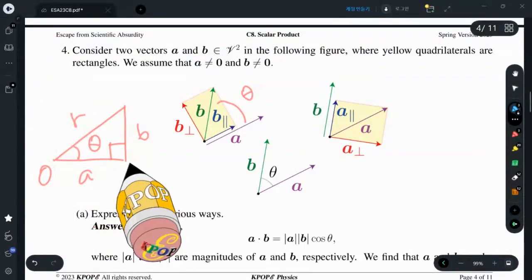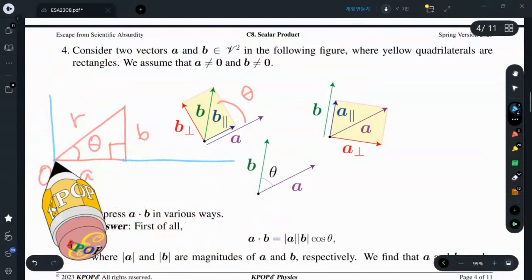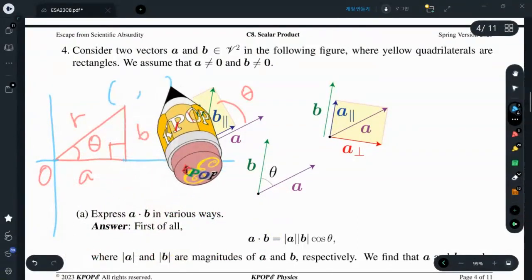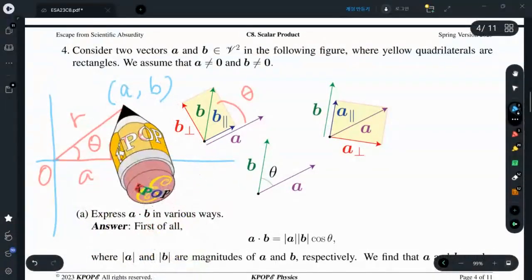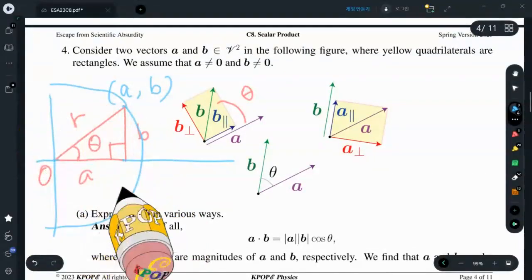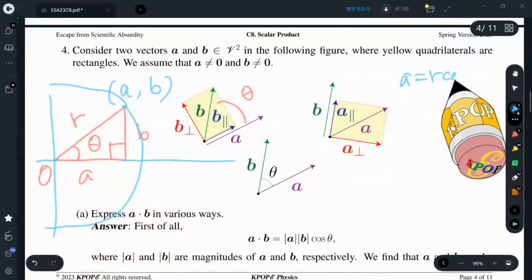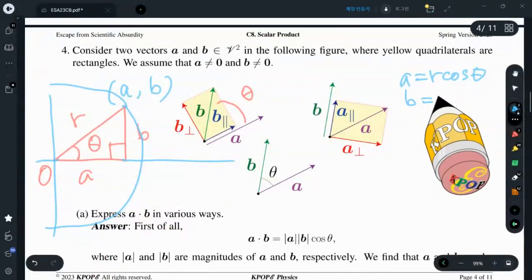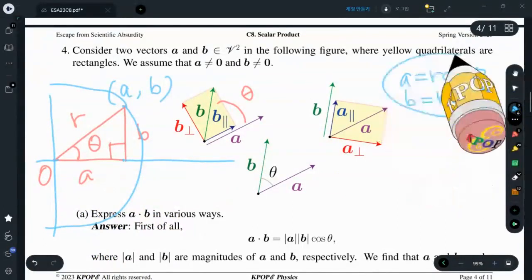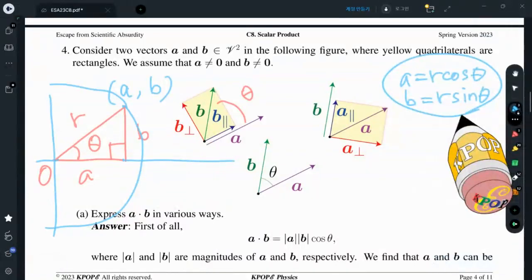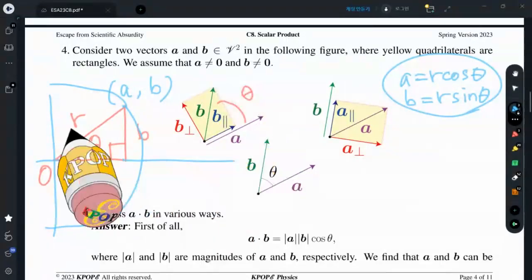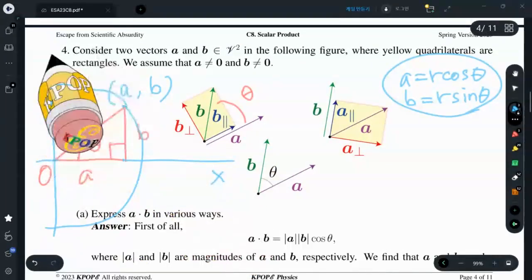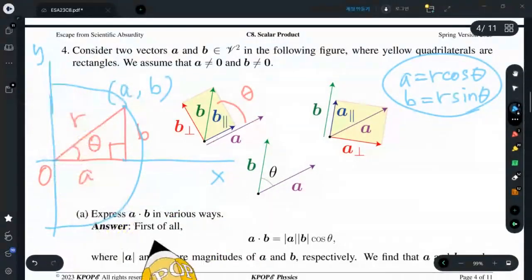If I choose the x-axis along this direction and the y-axis along this direction, this coordinate will be (A, B). We can draw a circle of radius r, then A is r cosine theta, and B equals r sine theta. Everybody knows about this. This is what we know already, but let us reproduce what we learned more than almost 10 years ago on the XY plane.